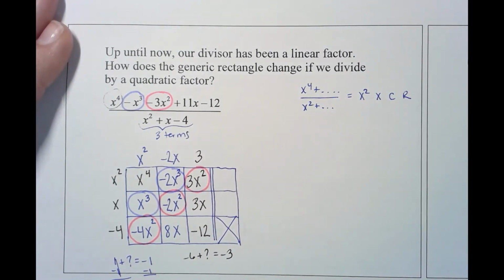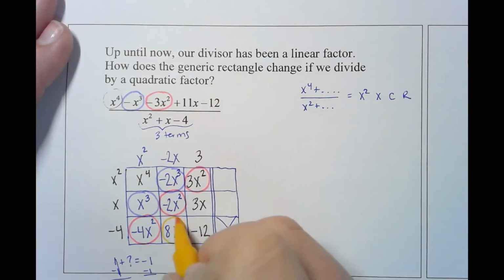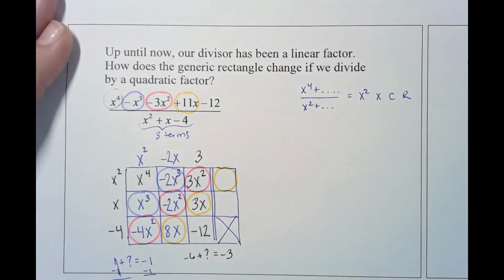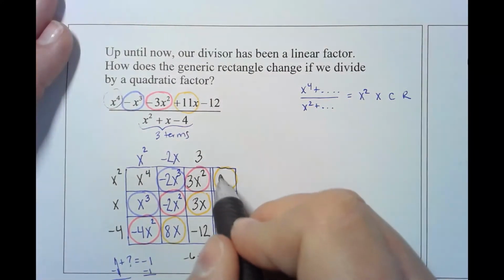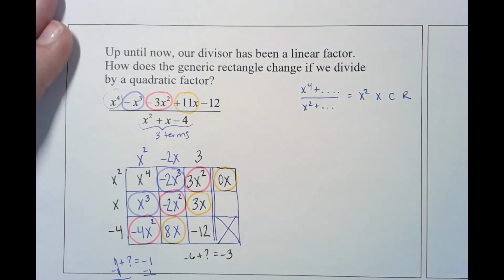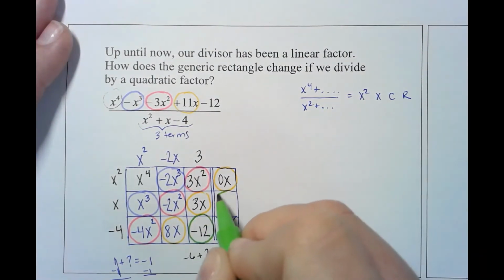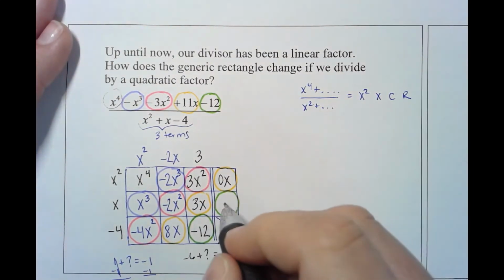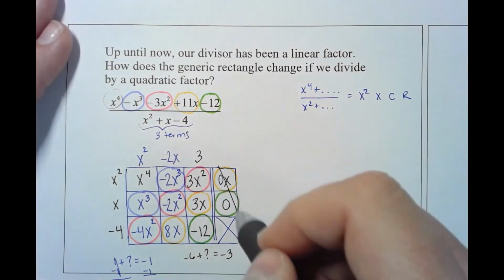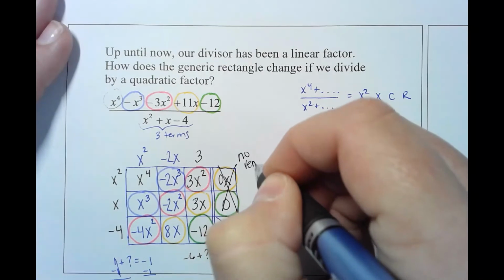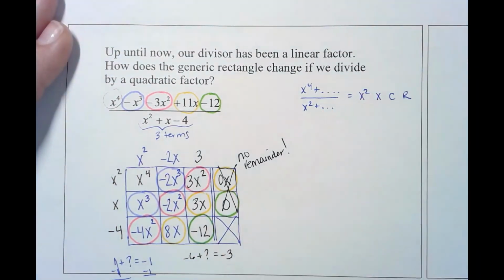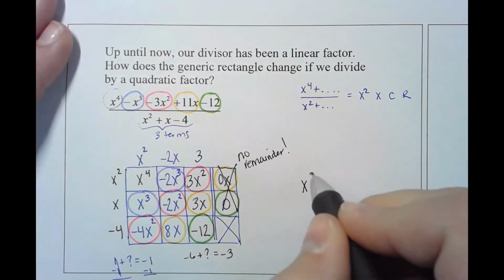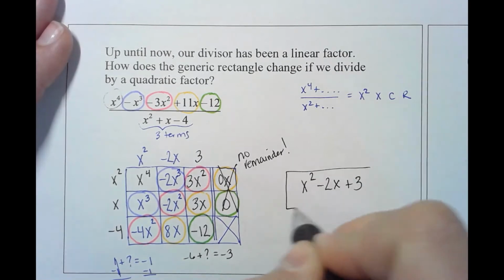All right. Let's check our diagonal. 8x, 3x plus what gives me 11x? Oh, actually we already have 11x, so we don't need any more x's. Perfect. This diagonal I haven't touched yet. Those are going to be my constants. I need a total of negative 12, and I already have negative 12, so I don't need... Oh, perfect. There's no remainder again. There's nothing in those boxes. What's my answer? Across the top, x squared minus 2x plus 3.